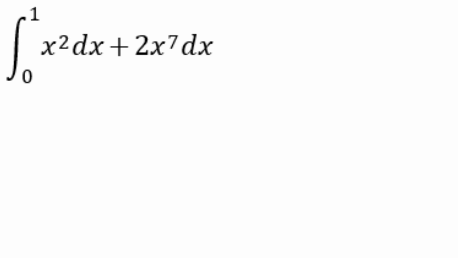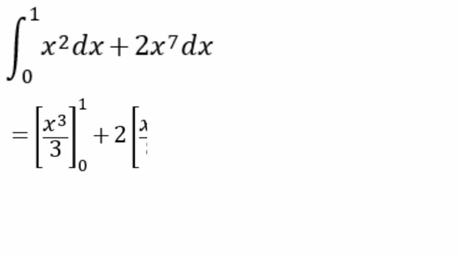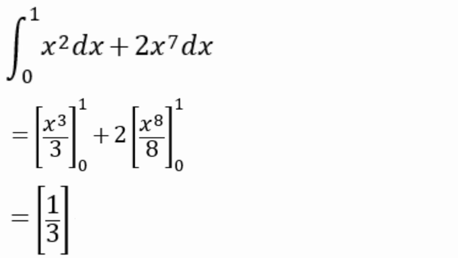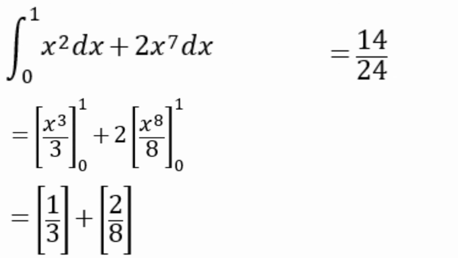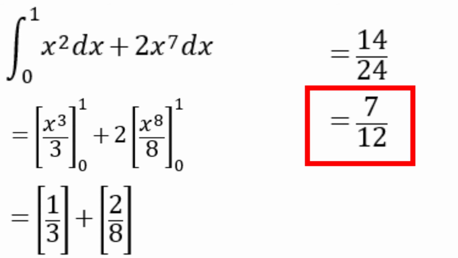Simplify the integration. x cubed over 3, limits 0 to 1, plus 2 times x raised to 8 over 8, limits 0 to 1. And substitute the values. Equals 1 over 3 plus 2 over 8, equals 14 over 24. Simplified, 7 over 12. 7 over 12 is the line integral along the path in the xy plane.